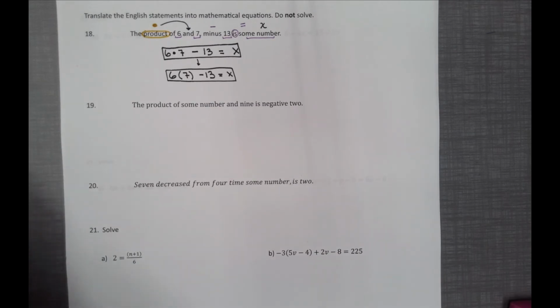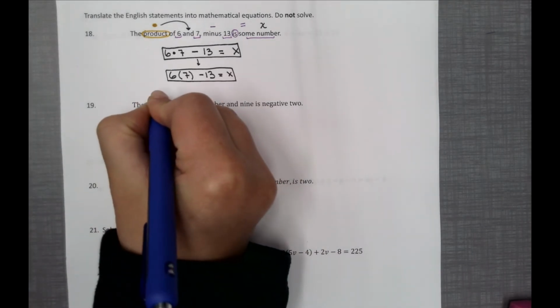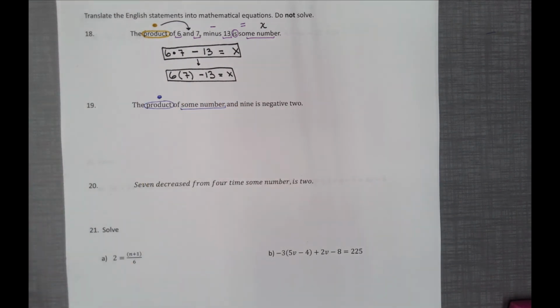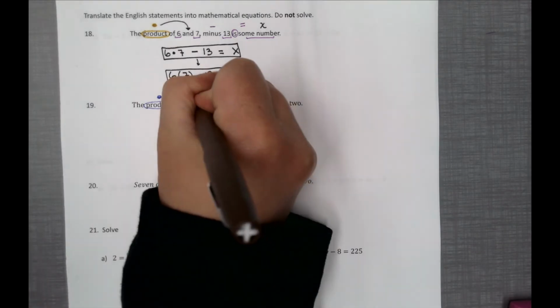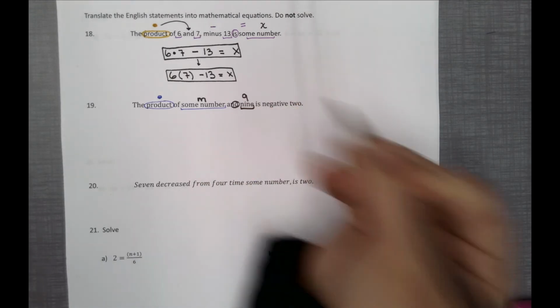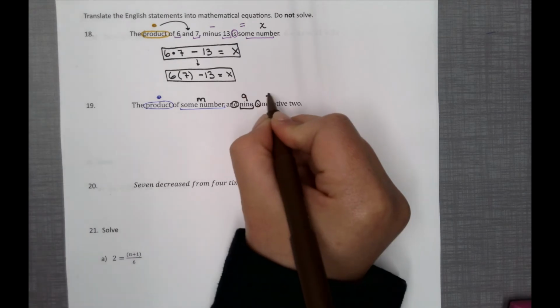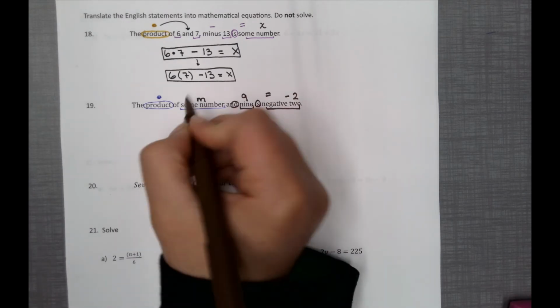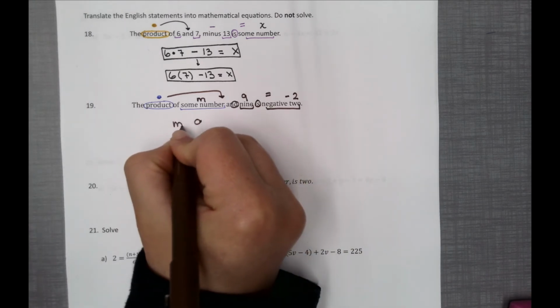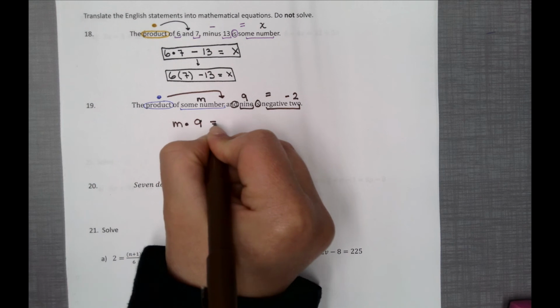Next, we have another product. The product, multiplication, of some number. I'm going to use a different letter. I know it says some number, but remember, anytime you see some number, that represents a variable. A variable represents an unknown number, which is also a letter. I'm going to use m, because why not? And 9, we know what 9 is, negative 2. So the product goes here: m times 9 is negative 2.